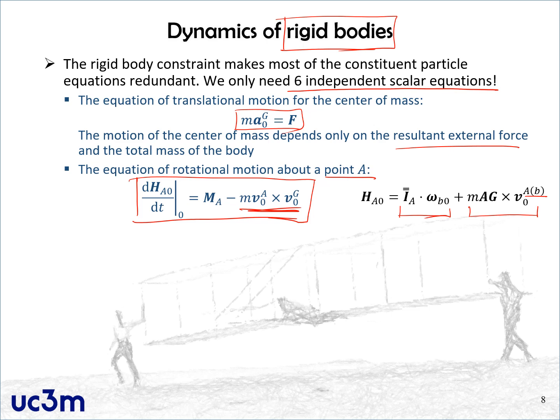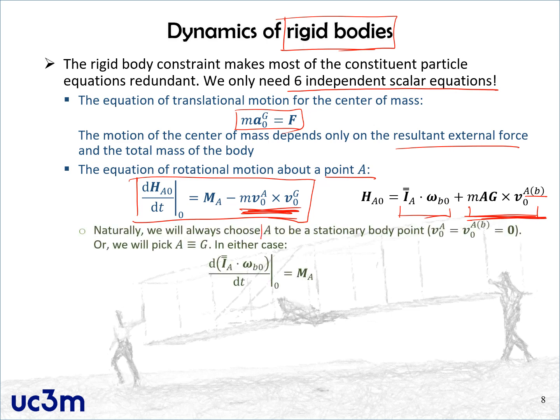Again, we always try to make our life as easy as possible, so we are going to try to choose A such that this term does not appear, and also such that this term does not appear. That requires that our point A has to be a stationary body point, that doesn't have any velocity, no velocity of the body point, and no velocity of the point, the geometric point itself. So when this is satisfied, the equation for the rotational dynamics is simplified, and you can write it as you can see over here.